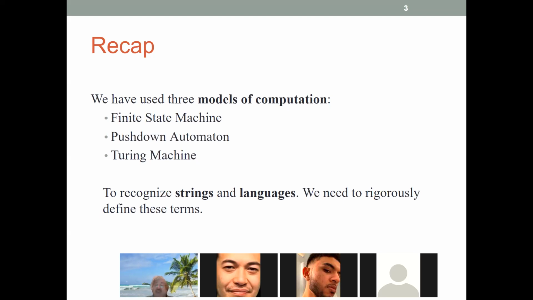Give the finite state machine A to the n, B to the n. The pushdown automaton doesn't know what to do. I'm sorry, the pushdown automaton has no problem. Recognizing A to the n, B to the n is a piece of cake.